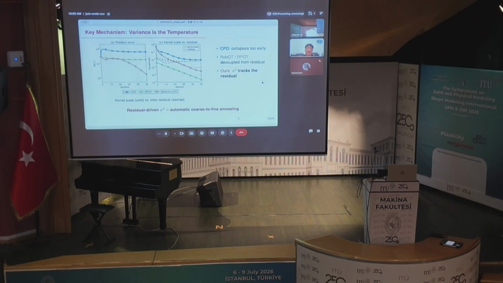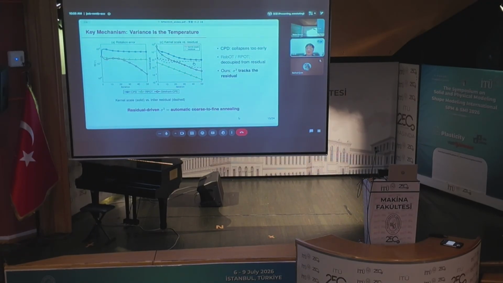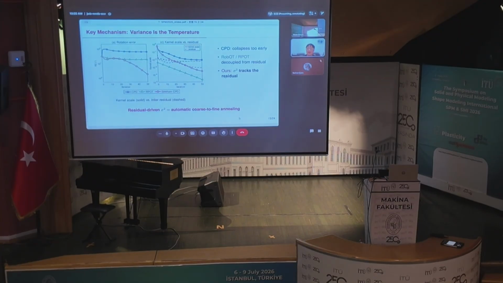Here we show the temperature and the scale of objects. The three lines are the temperature of each method. The dashed line is the true result. This means the real distance between the matched points. A good temperature should follow the result. If the residual is large, it stays high. When the residual is small, it becomes sharp.